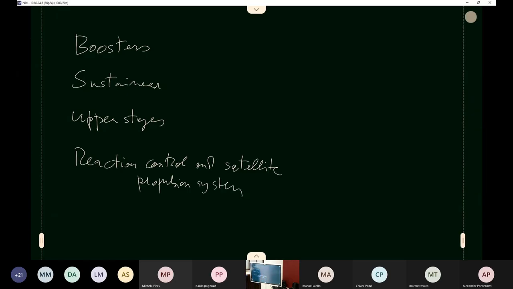All these applications can be covered by liquid rocket engines with thrust levels going from a few millinewtons up to a few meganewtons. We talked about a few meganewtons for the solid rocket motors. This kind of thrust level can also be achieved by liquid rocket engines.